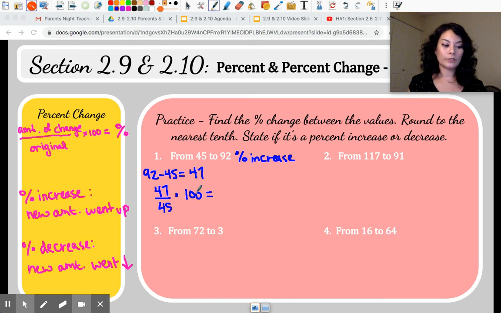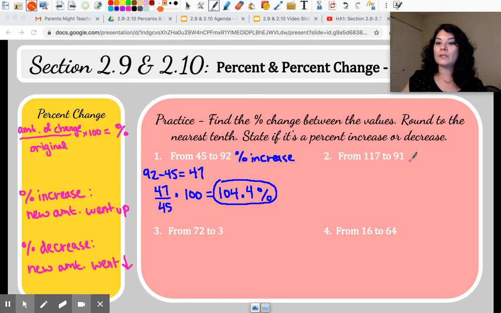47 divided by 45. I'm going to keep that answer in my calculator. I see that I can round it, but I'm going to wait to round at the very end. I'm getting 1.04 and the 4 is repeating. And I'm just going to times that by 100 and I get 104.4, and the 4 is repeating. So I can just round that to the nearest tenth and leave it as a 4 and throw a percent symbol after. Here's my percent increase.